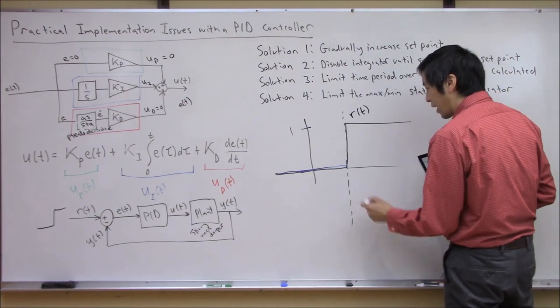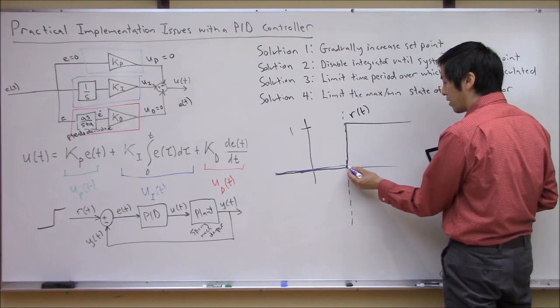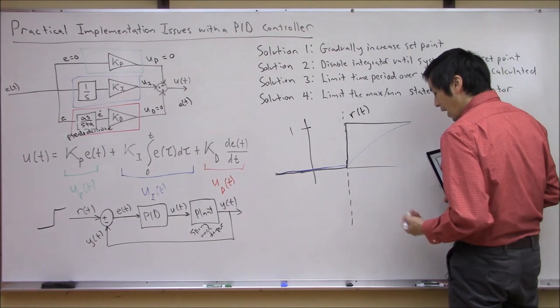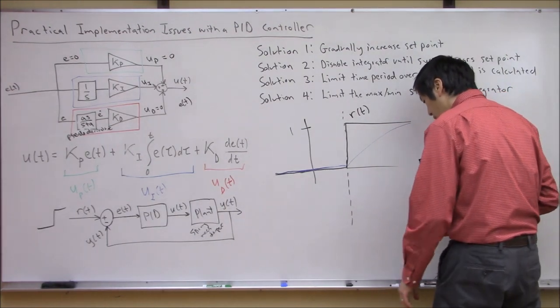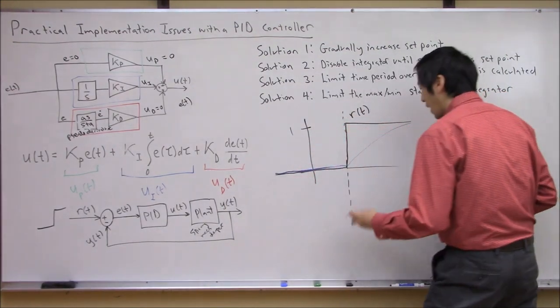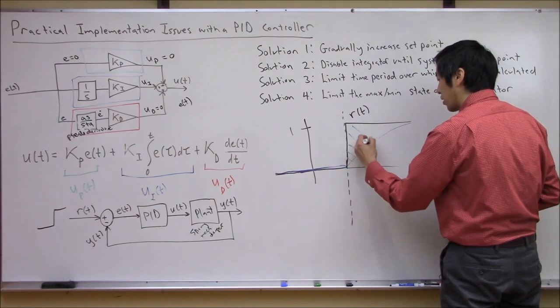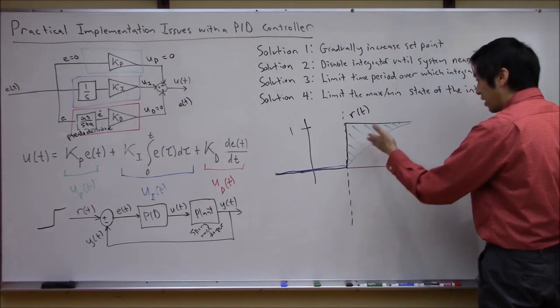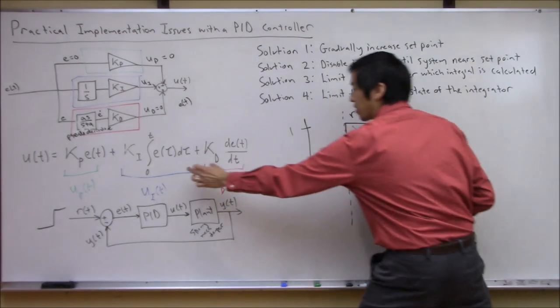And the issue was that the mass couldn't respond instantaneously, so it would have to do something like this. And during that time, we saw all of this error integrate up. So here was basically the integrated error in this signal.